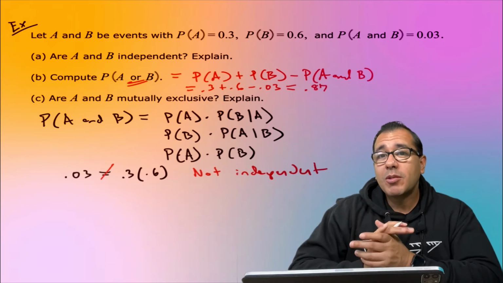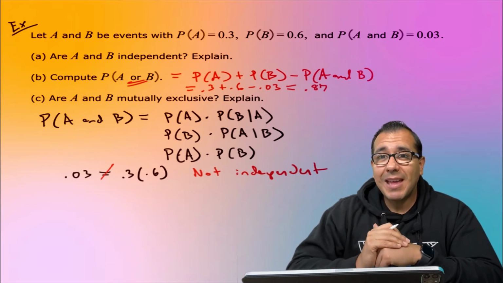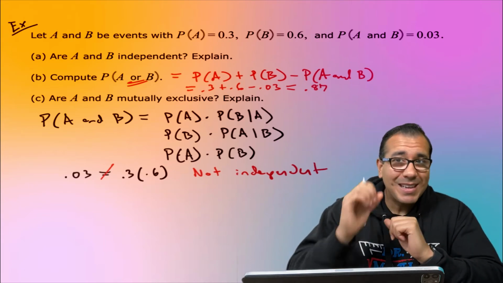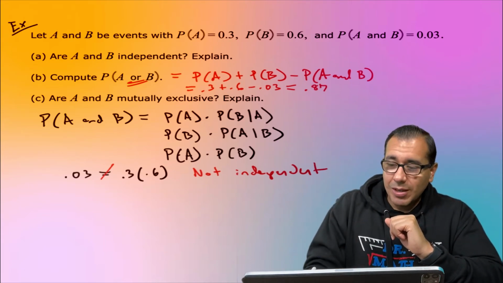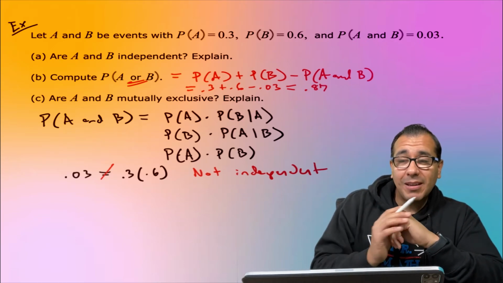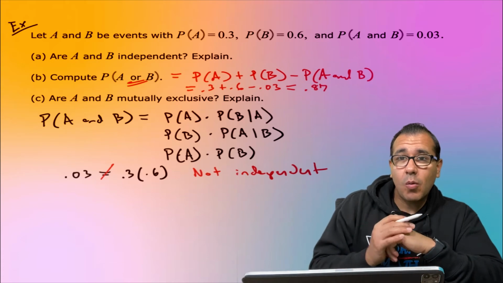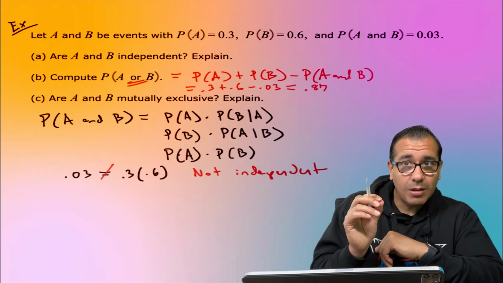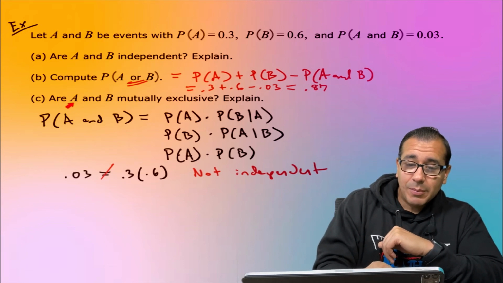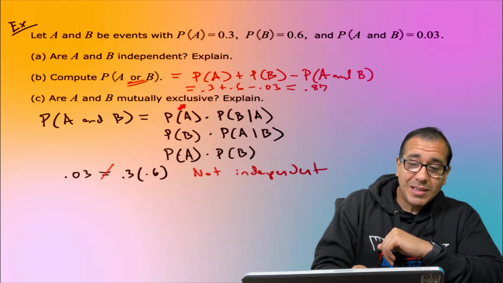Now remember what mutually exclusive means. It means that the probability of both of those things happening at the same time is 0. So here they're telling us that the probability of A and B happening is 0.03. While that's not 0. Yes, it's small, but it's not 0. So the probability of A and B, are they mutually exclusive?